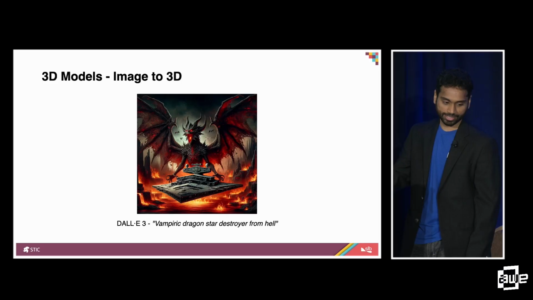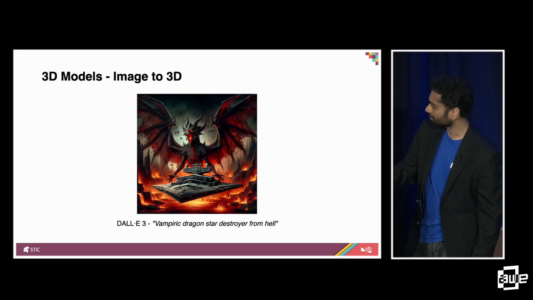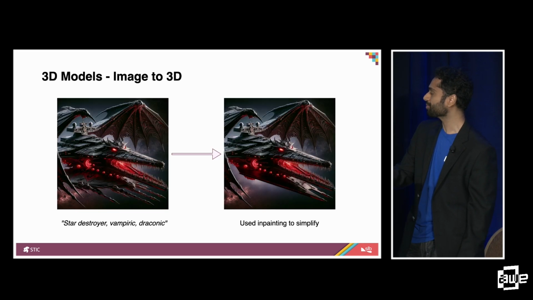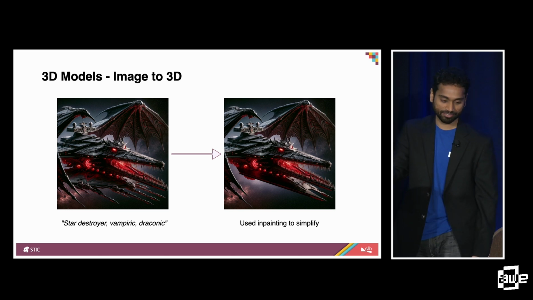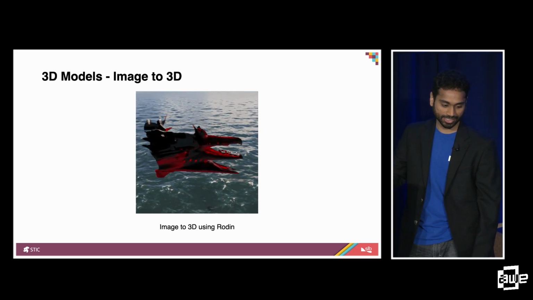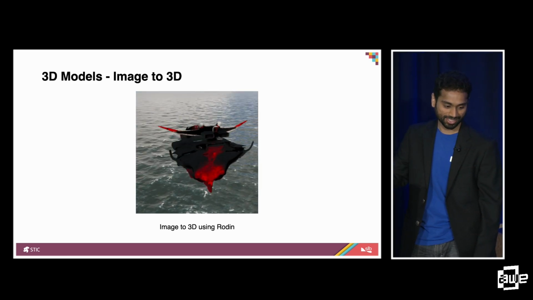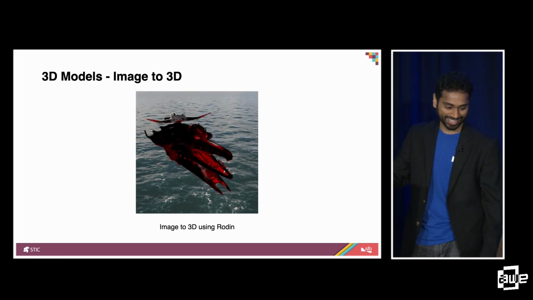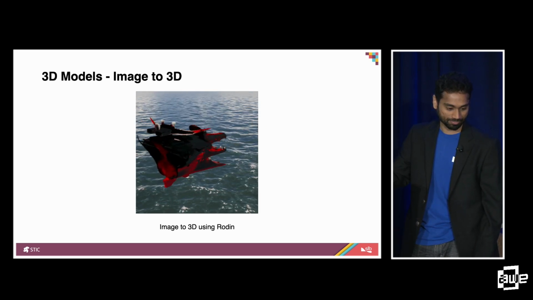Thank you. All right, so 3D model generation. There are two main ways to do this. The first one is image to 3D. So I created this image with DALL-E, which is a vampiric dragon star destroyer from hell. This is not exactly what I wanted, so I tried a different prompt, and it's closer to what I wanted. And then I used DALL-E's in-painting feature to simplify it a little bit. And then I put it into a 3D model generation tool called Rodin, and that's what I ended up with. It lost a few of its teeth and the wings, but at least it got some horns, and it's definitely good enough for a prototype, though.